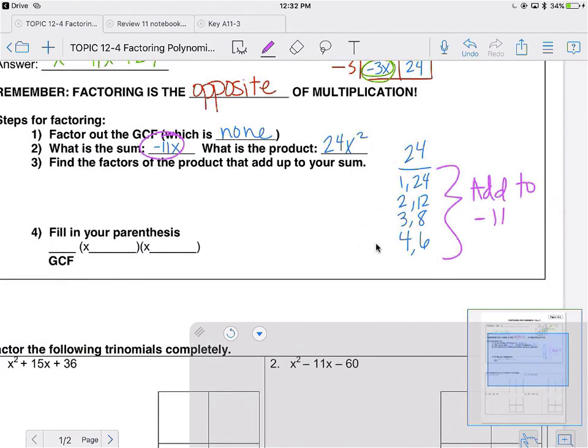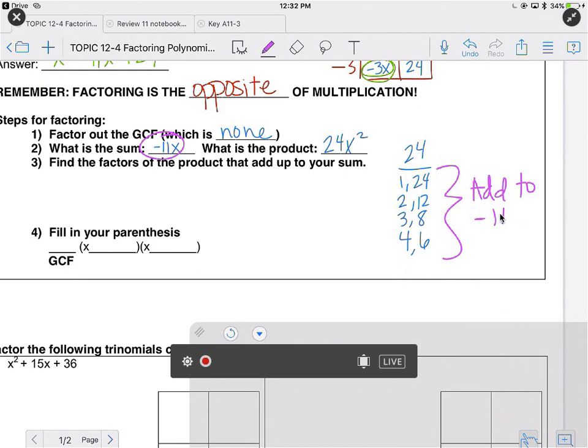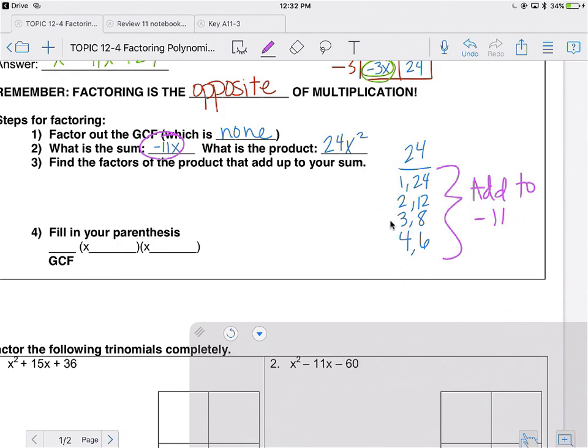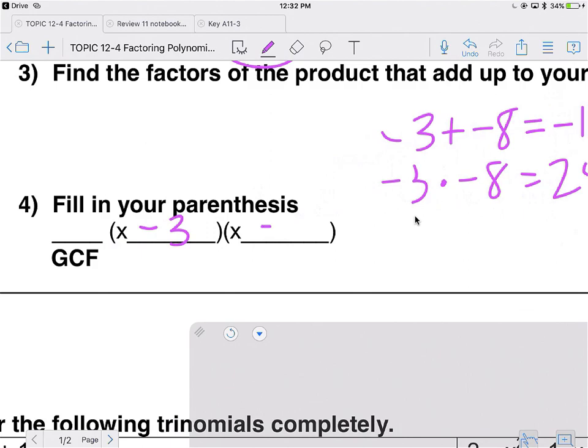So in order for these to add to a negative 11, we would need to figure out something that will add to 11 but maybe make our numbers negative. Remember, we're looking for something to multiply to a positive 24. In order to multiply to a positive, both my numbers would have to be positive, or both of them would have to be negative. And then in order to add to a negative 11, both my numbers would have to be negative. The only ones that will add to 11 are 3 and 8. Negative 3 plus negative 8 would give me that sum of negative 11. And negative 3 times negative 8 would multiply to be a positive 24. So my parentheses are going to be x minus 3 and x minus 8.